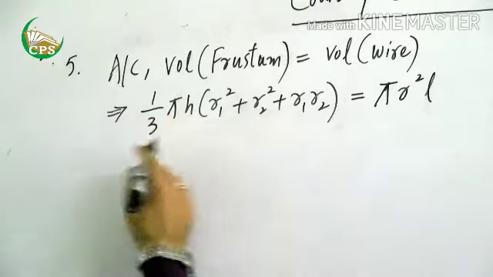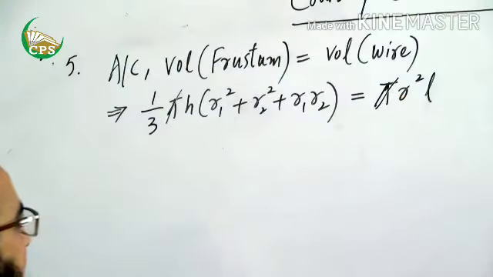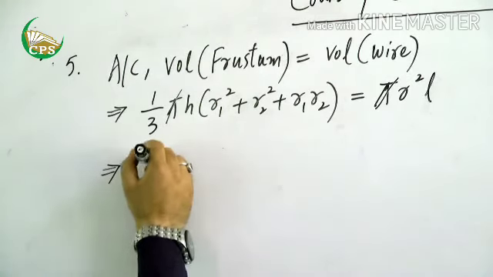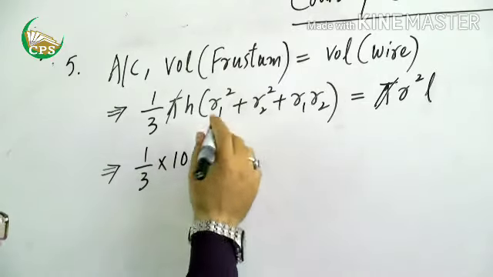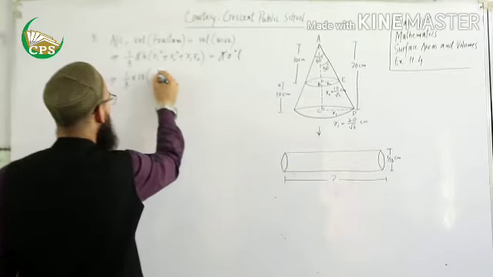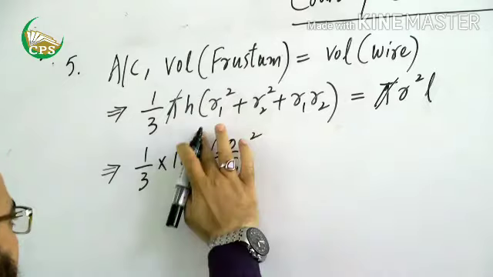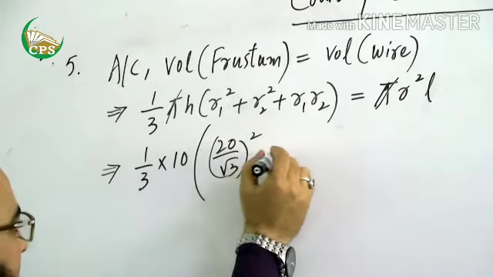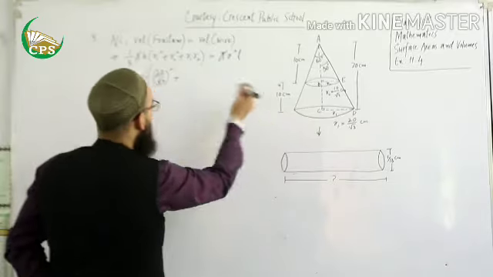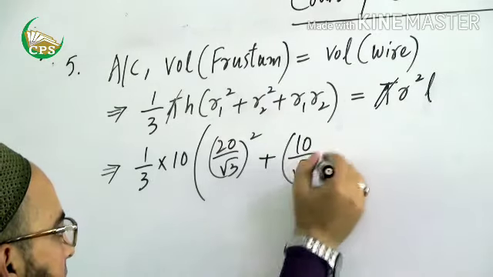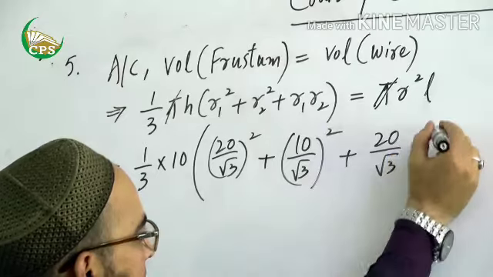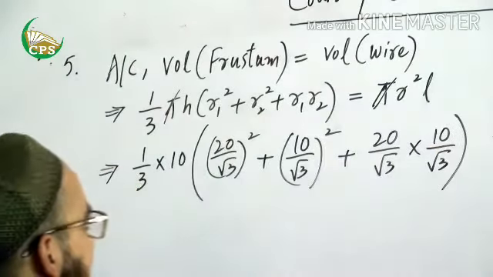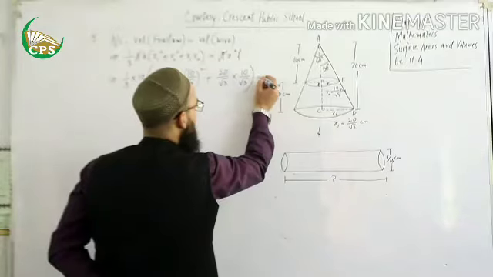Then what I can do, dividing pi throughout, the pi and pi get cancelled. Then I can write 1 by 3 times the height of the frustum, that is 10, times R1 of the frustum, that is 20 by square root of 3, squared, plus R2, which is 10 by square root of 3, squared, plus 20 by square root of 3 (R1) times R2, that is 10 by square root of 3, like this. Then we have is equal to r square times L.